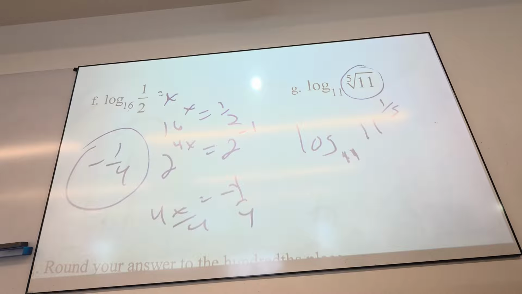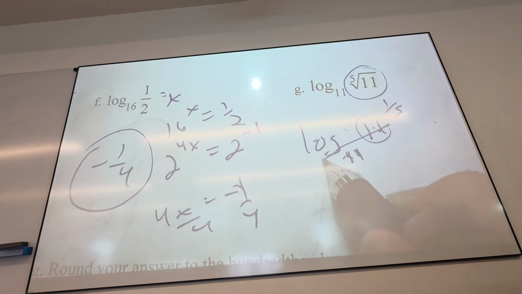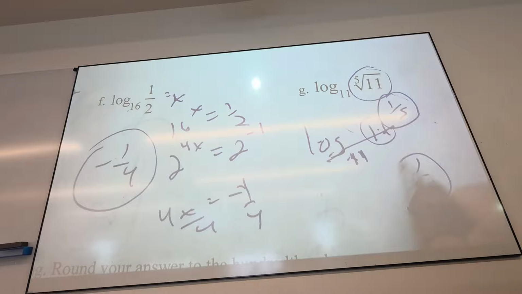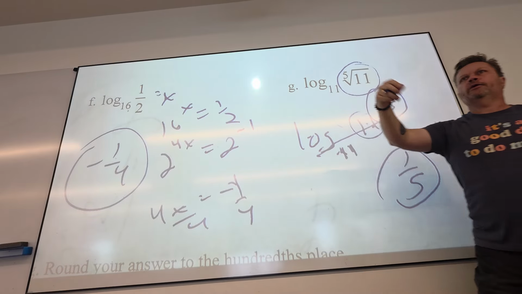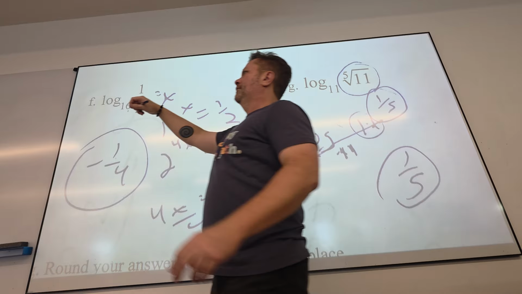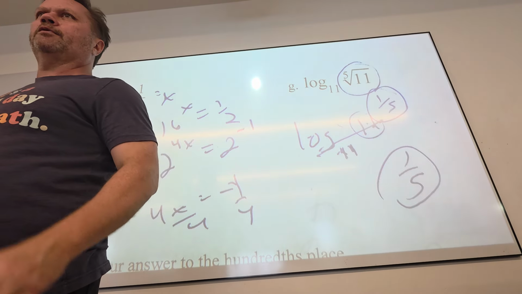Or you could just do this. What do these do to each other? This function and this function cancel, so your answer is 1/5. What do you raise 11 to make it become 11 to the 1/5? You raise it to the 1/5. That's the other way to look at that problem. Okay.